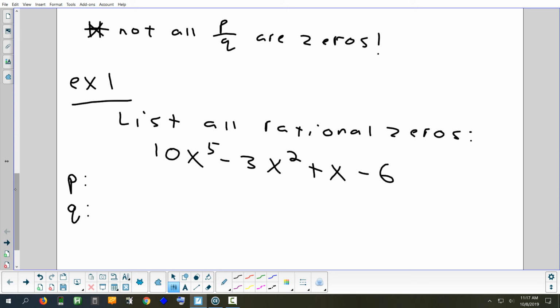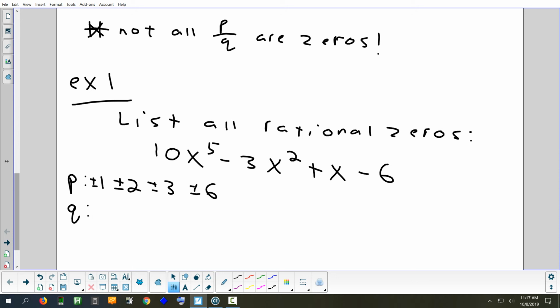So P could be, you've got a few different options. What are your factors of 6? That's half of them. And then the negatives. Yep. So you have 8 options for your numerator. The numerator in your rational root has 8 different options: plus or minus 1, 2, 3, 6.